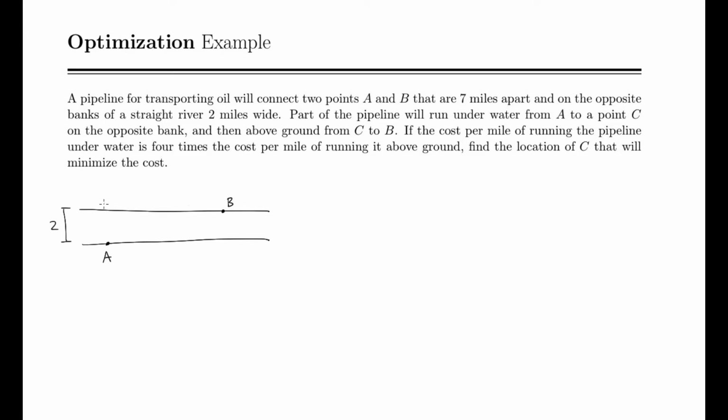So from here to here, that's 7. And we're going to build the pipeline underwater from A to some point C on the opposite bank. So we'll call that C. So there's our pipeline, and then from C all the way down to B. All right, so that's a sketch of what we're doing here.